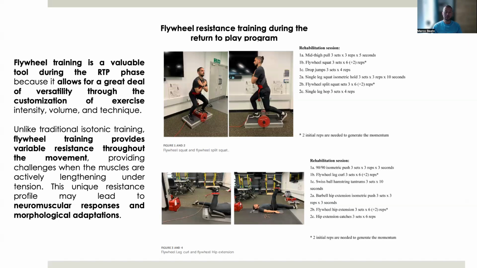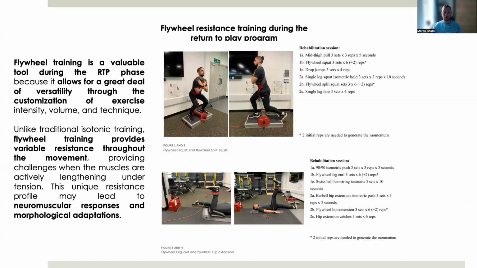So in the first figure, you can see a flywheel squat. In figure 2, you can see a flywheel split squat. So here you have a bipodalic exercise and a monopodalic exercise, so two legs and single leg exercise. This is a combination of exercises that can be particularly interesting when athletes need to reduce, for example, muscle asymmetries after an injury, for example, after a hamstring injury or after any injury.